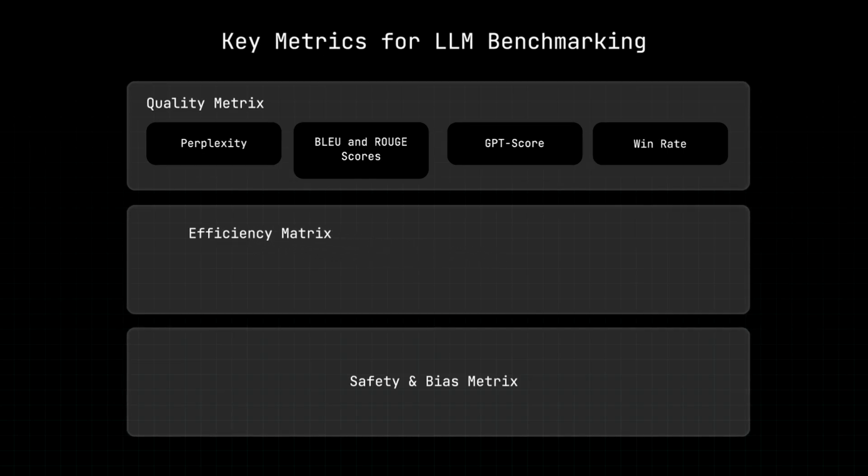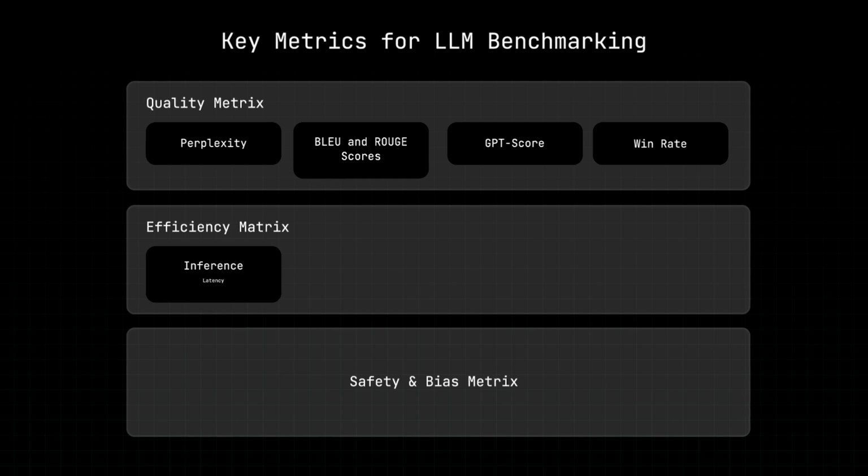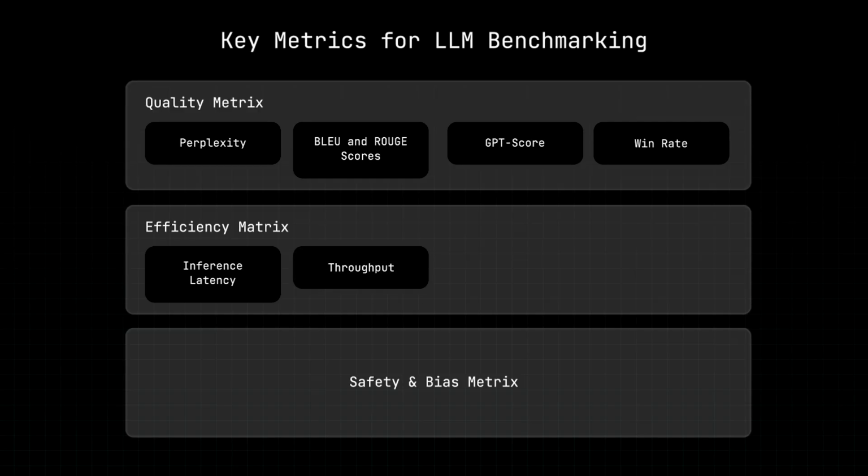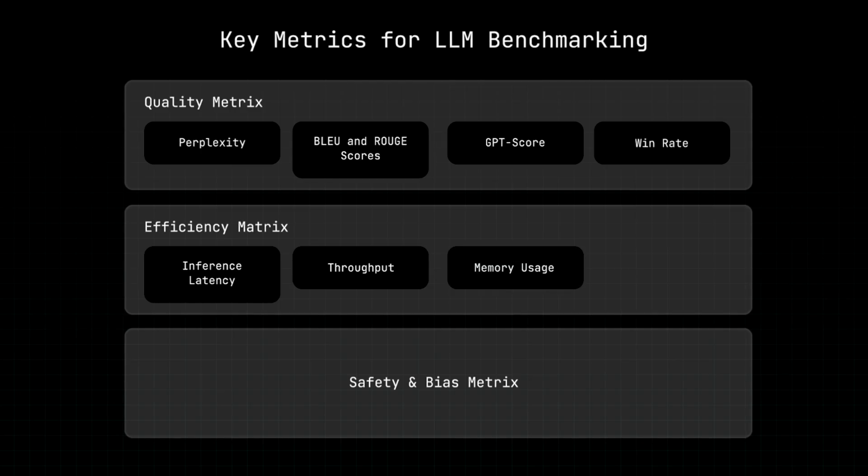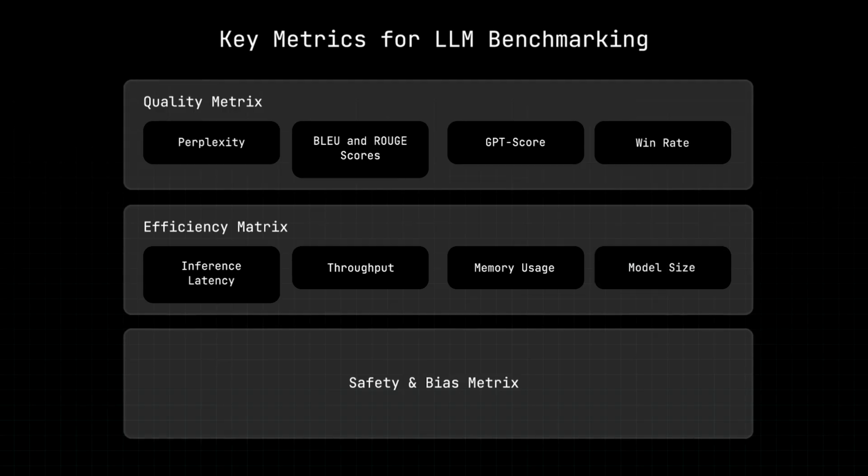Moving on to efficiency metrics. Inference latency: the time taken per token, which is critical for real-time applications. Throughput: the number of tokens generated per second, highlighting the model's processing capacity. Memory usage: how much GPU or system memory the model consumes during inference. Model size, the total number of parameters. While larger models might be more capable, they also require more resources.